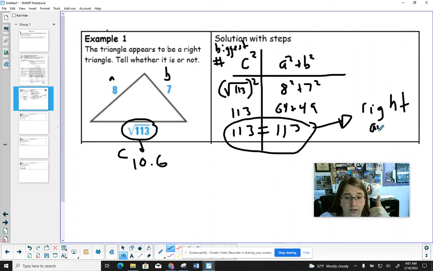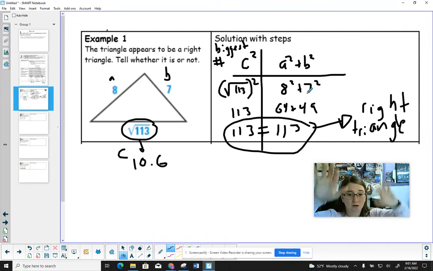This only works for right triangles. If it is not the same thing on both sides, it's a different kind of triangle. So again, what we're going to do is set it this way each time: c squared on one side, a squared plus b squared on the other. Compare and see what we get.